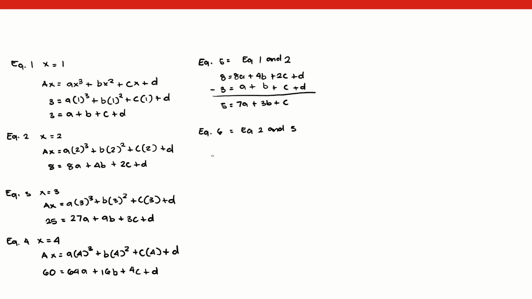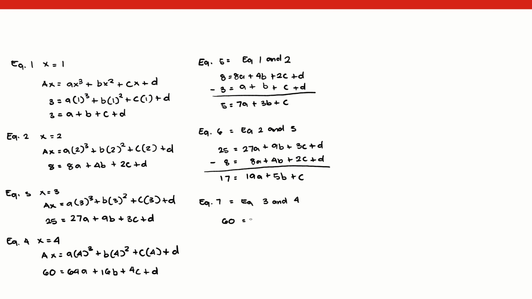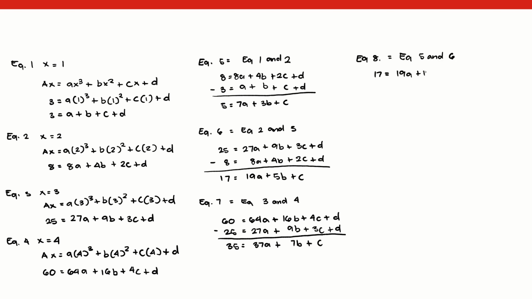Equations 2 and 3: 25 minus 8 equals 17. 27a minus 8a equals 19a. 9b minus 4b equals 5b. 3c minus 2c equals c. d minus d equals 0. So, this is our equation number 6. Equations 3 and 4: 60 minus 25 equals 35. 64a minus 27a equals 37a. 16b minus 9b equals 7b. 4c minus 3c equals c. And d minus d equals 0. So, this is our equation number 7.